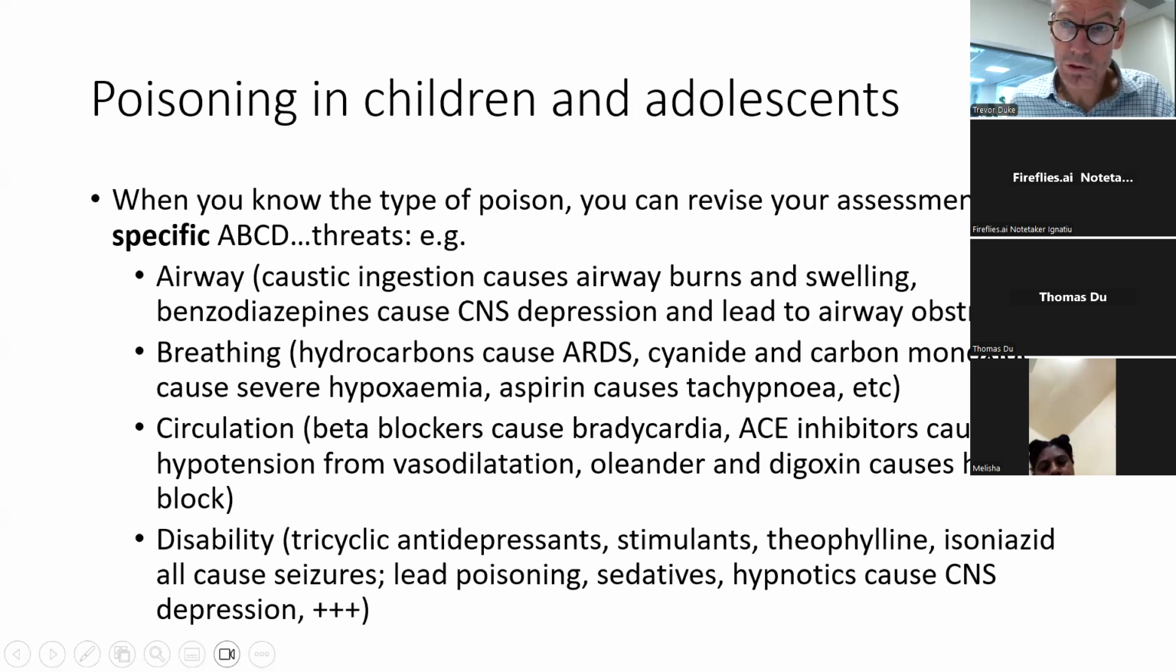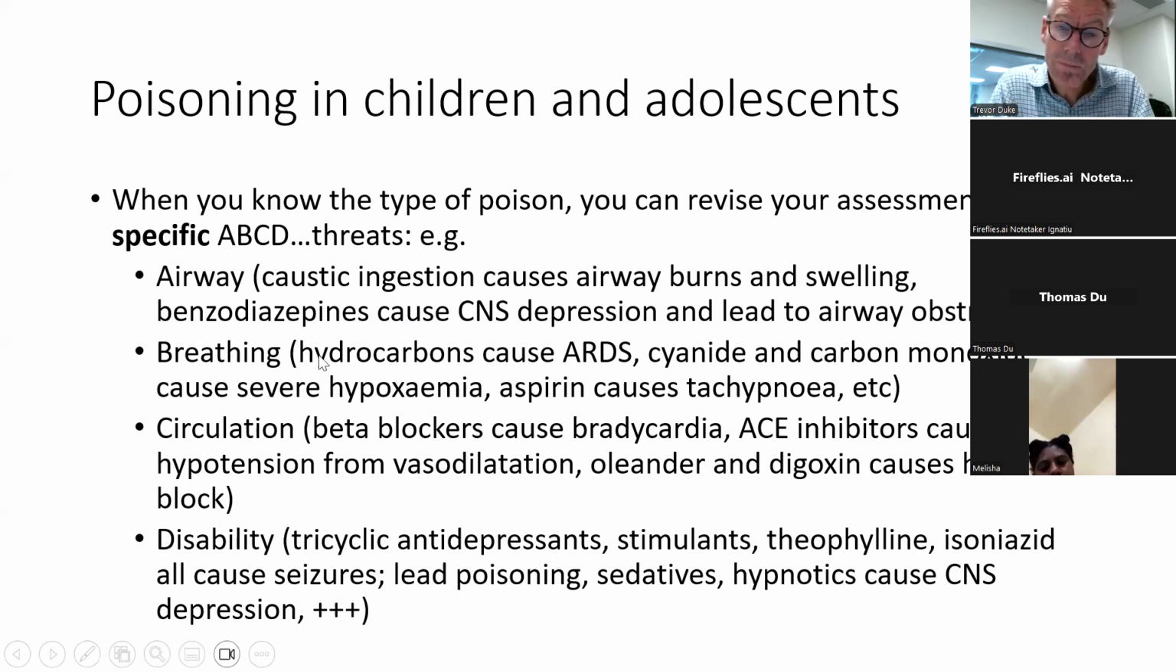When you do know the type of poison, then you can revise your assessment about the specific airway, breathing, circulation, conscious state threats. This is very important. If you know the poison and you know roughly the dose, then you can know what you might face, or the child might face. So, for example, as well as the general threats to the airway from an impaired conscious state, if a child's taken a caustic ingestion, such as a drain cleaner or a household cleaner, then they may well have airway burns and swelling. That might be the major problem. Or if they've taken benzodiazepines, some diazepam, some Valium that's lying around, then that will cause central nervous system depression and may lead to airway obstruction.